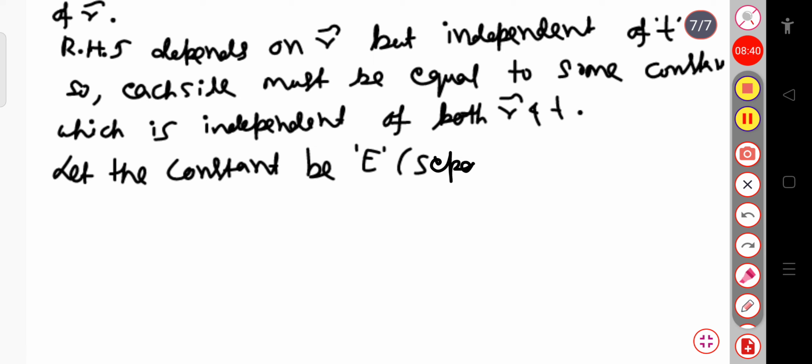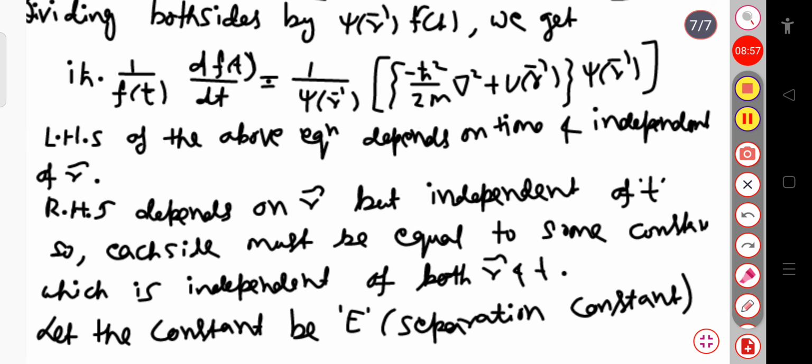This is known as your separation constant, because here we have separated the position coordinate and the time coordinate. That is, one term depends only on the time coordinate and is independent of r, and the right hand side term only depends on r and is independent of t. That is why we have considered this total term equal to some constant, that is your E.